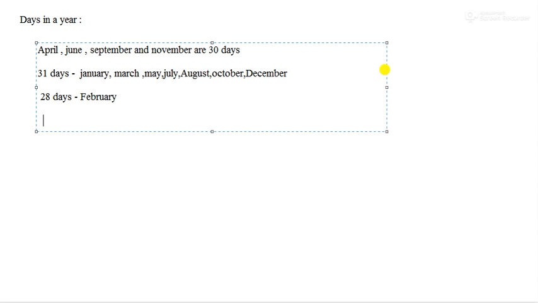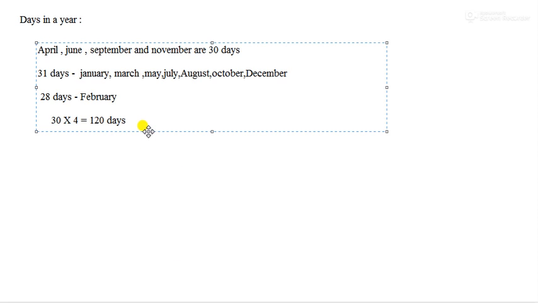Now we will add all these days. We will add the days of the months here. So here April, June, September and November, we have 4 months. 4 months have 30 days. So here 30 into 4 equals 120 days. So here we have 120 days.